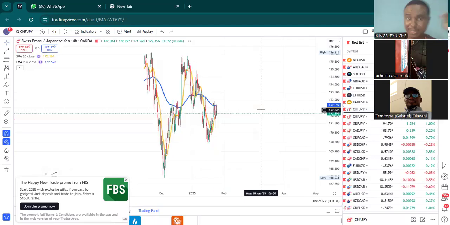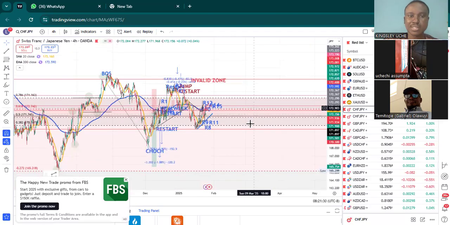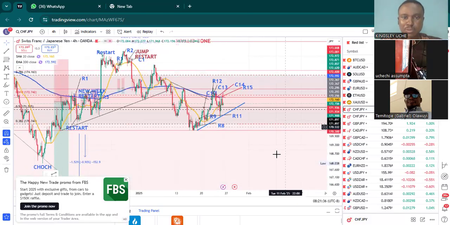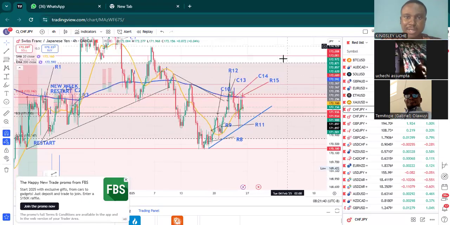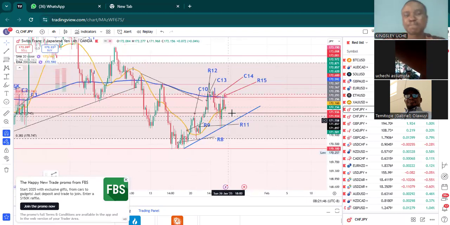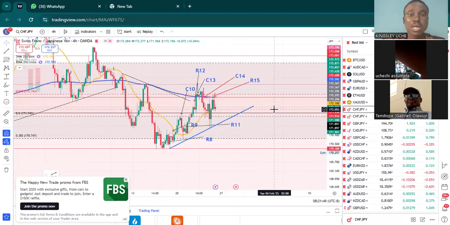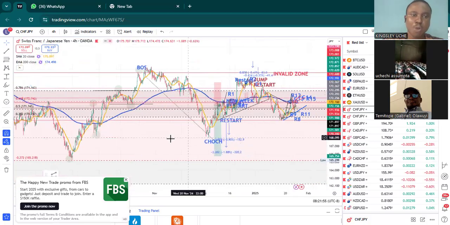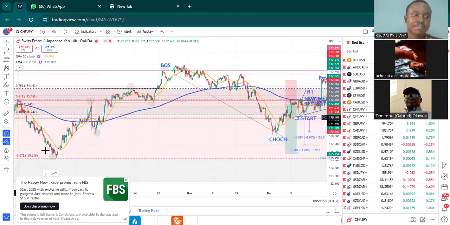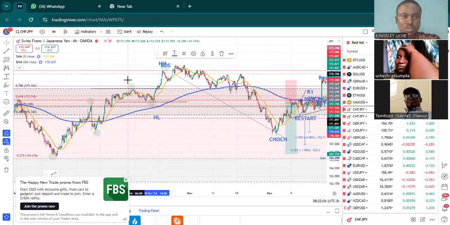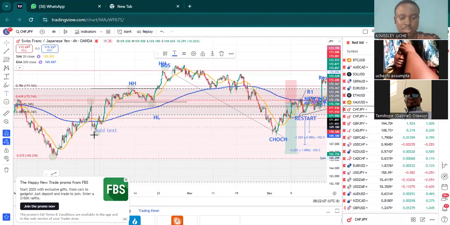Okay, the CHF JPY. We've been taking pairs in and out of this pair. I gave a buy order for this one, I think on Friday or Thursday or so, which was also a great one. The CHF JPY, if you see, it's an uptrend market, right? You can see higher high, higher low, higher high, higher low, higher high, higher low.